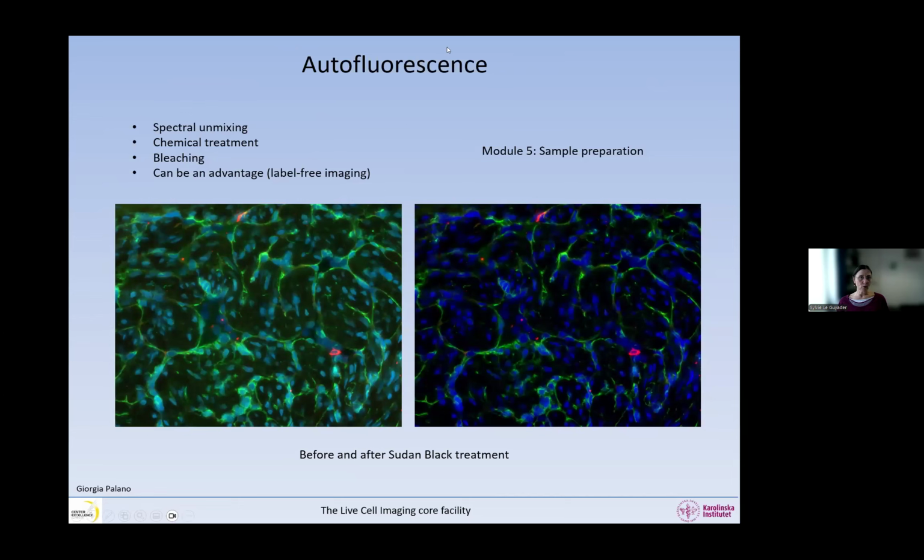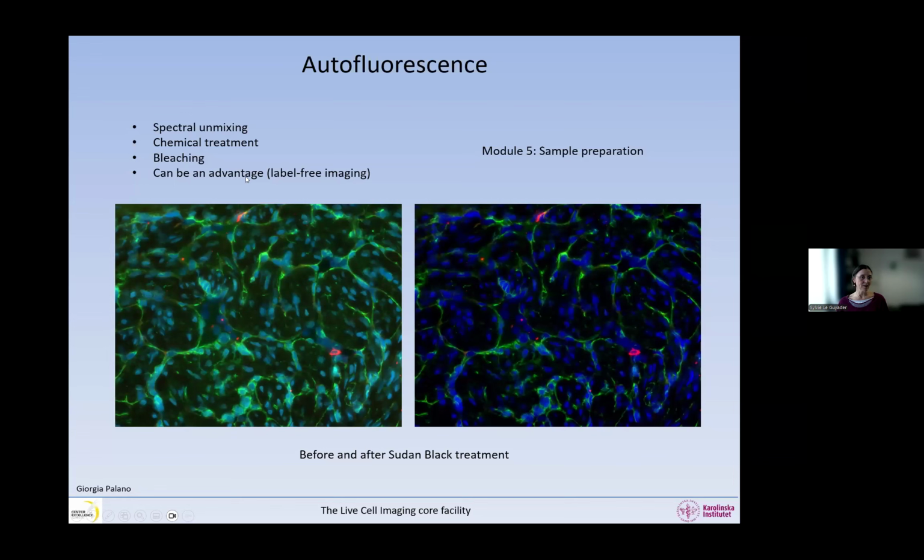One little word about autofluorescence. It is also part of fluorescence. So autofluorescence is real fluorescence, just the one that you maybe do not want. This can be dealt with by spectral unmixing, which we will talk about later, with chemical treatment and bleaching, and this will also be in the sample preparation lecture.